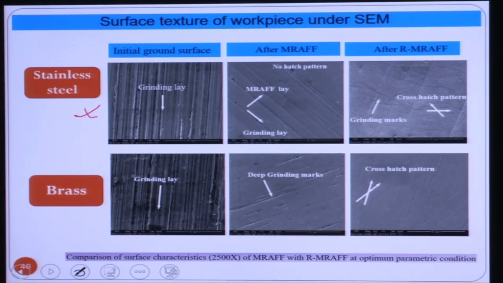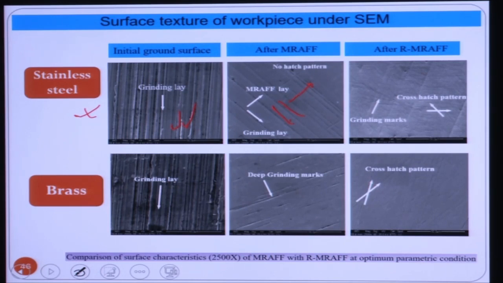So this is the grinding lay direction. Grinded workpiece, initial workpieces are grinded. So this is the grinding lay along this direction. You can see these perpendicular marks here, which is the MRFF lay, perpendicular to the grinding lay. After MRFF, you can see lots of peaks and valleys here. But with the RMRFF process, you can see these valleys are separated by a long distance.